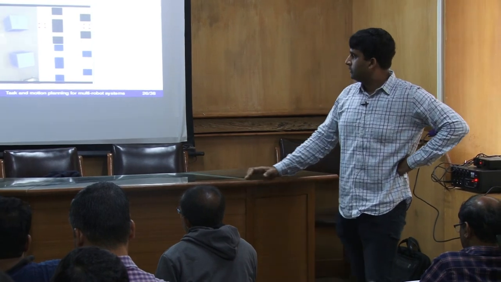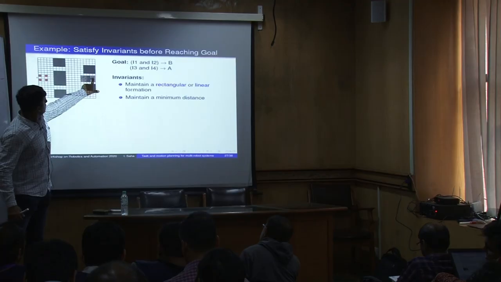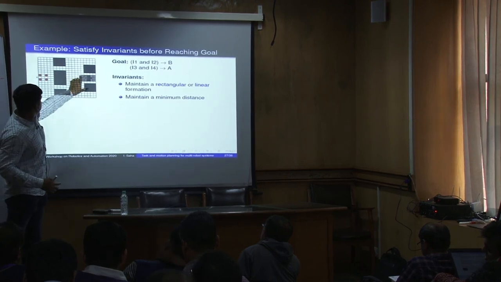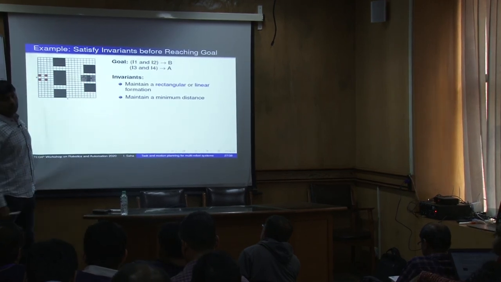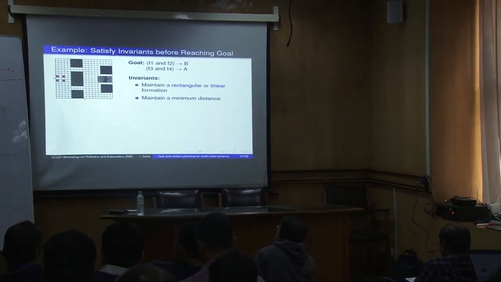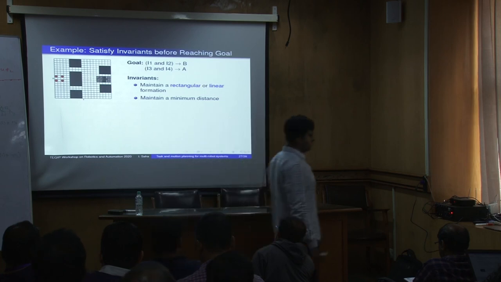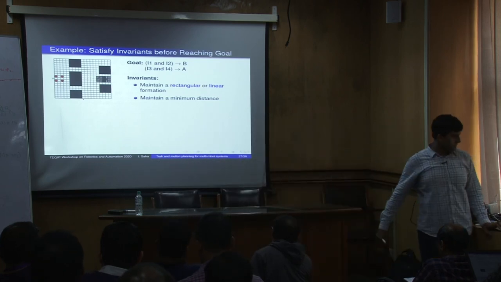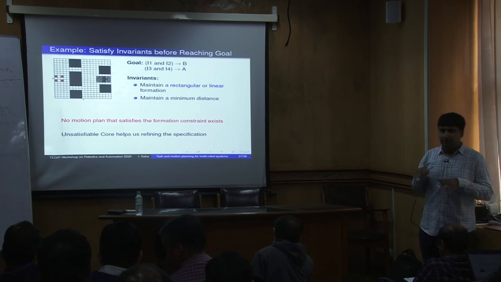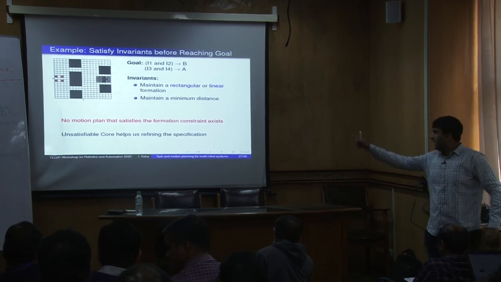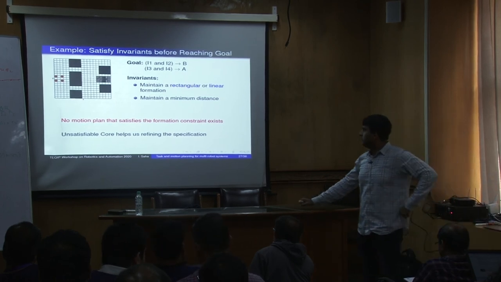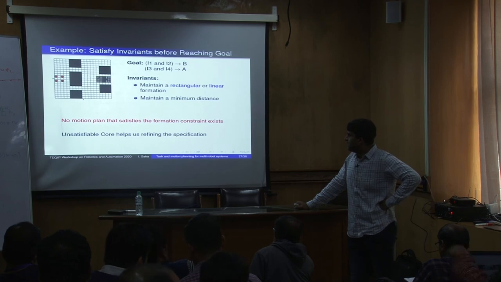And then you see that the robots are in this region on the left, and these two robots have to reach this region to the left. So now we do not have this precedence requirement. You want them to move to the goal region while maintaining this rectangular or linear formation, and this minimum distance constraint has to be satisfied.